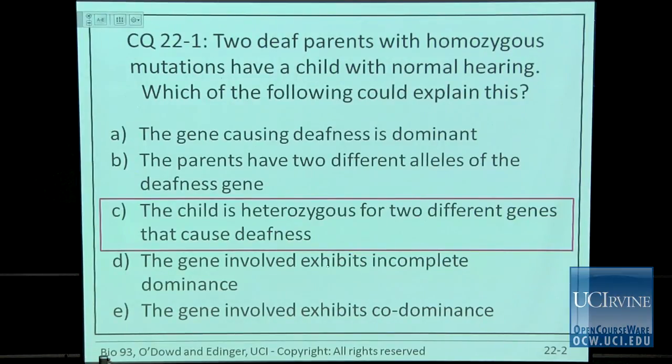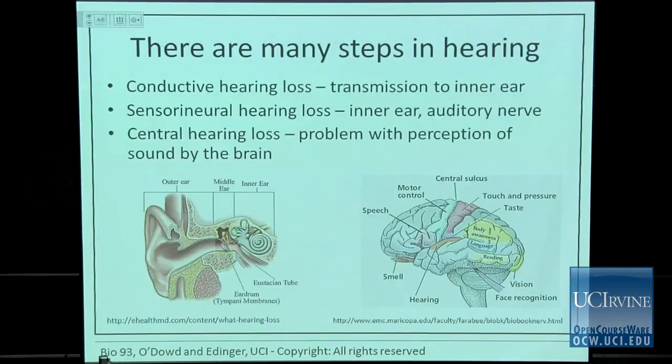D, the gene involved exhibits incomplete dominance. Not so good. Incomplete dominance is when the heterozygote has an intermediate phenotype. But both the parents are homozygous, so the child isn't going to be a heterozygote. So D is not very good. You can make an argument for B, but C was the answer that I think is best. It's not an exam question, it's a clicker question.